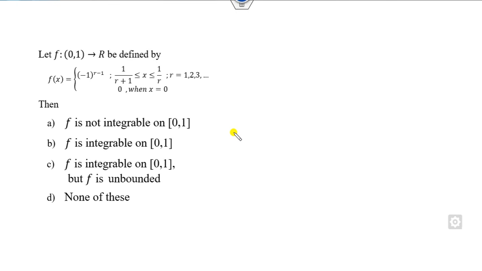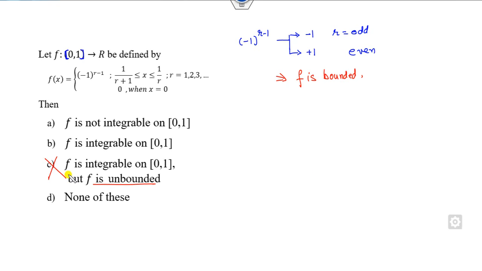So let's start with this one. Firstly, a function is given to you on the closed interval [0, 1], where r is an integer. First of all, you can see that this is always -1 or +1, when r is odd and when r is even. What does it mean? It means the function is bounded. So if the function is bounded, the unbounded case cancels out.